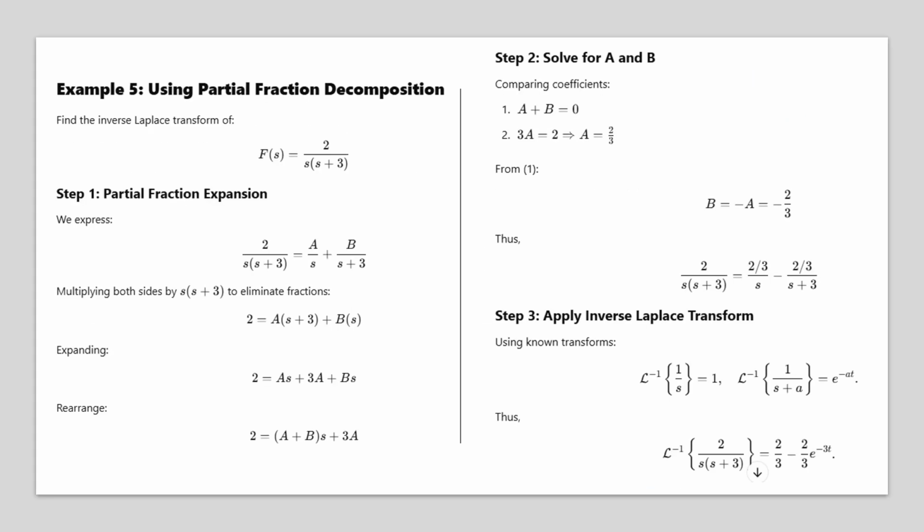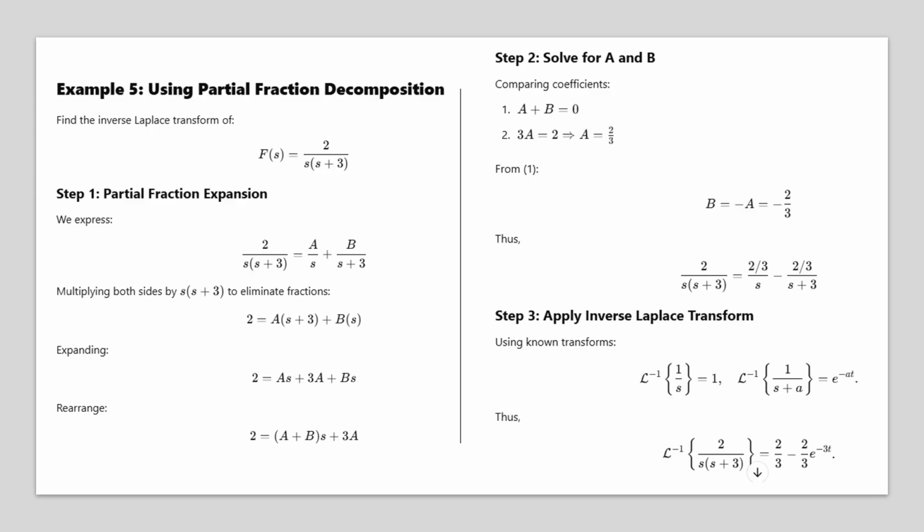So let's consider an example. If you want to find the inverse Laplace transform, you must remember the Laplace transform of particular functions. If you remember them, it will be very easy to find the inverse Laplace transform. Let's consider F(s) is equal to 2 divided by s into (s plus 3). Now we'll use partial fractions, and we can write it as A divided by s plus B divided by (s plus 3), and then find the values of A and B.